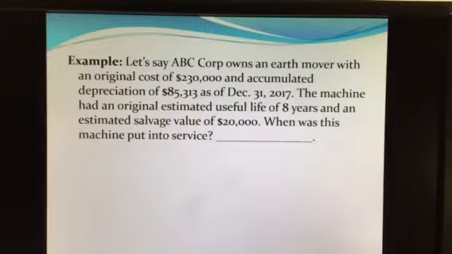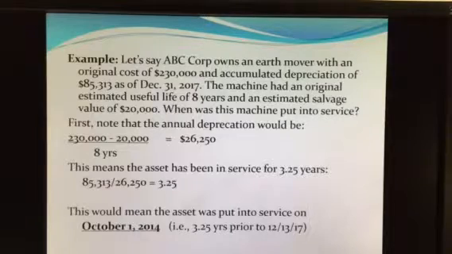figuring out when this machine was put into service. Well, let's assume that the company uses straight line depreciation, and if so, then you can figure out what the annual depreciation expense should be, and from that figure out how many years of depreciation have been taken. First, note that the annual depreciation would be $230,000, the original cost, less $20,000, the estimated salvage value when put into service, divided by the 8 years estimated useful life, or EUL, at that time, or $26,250 per year, the depreciation.